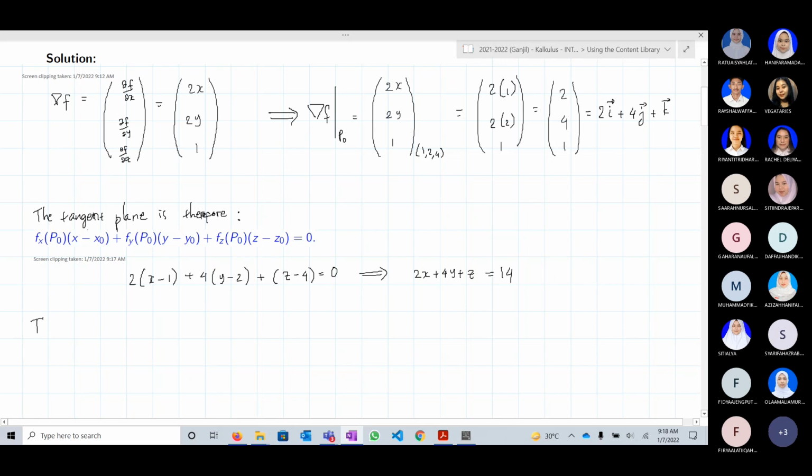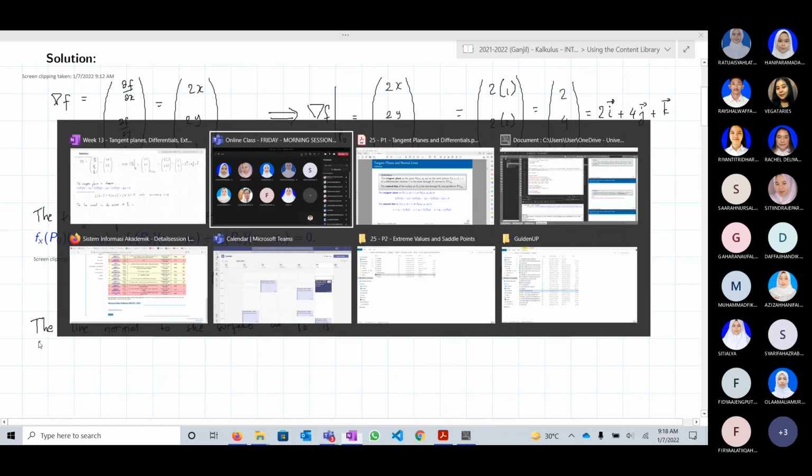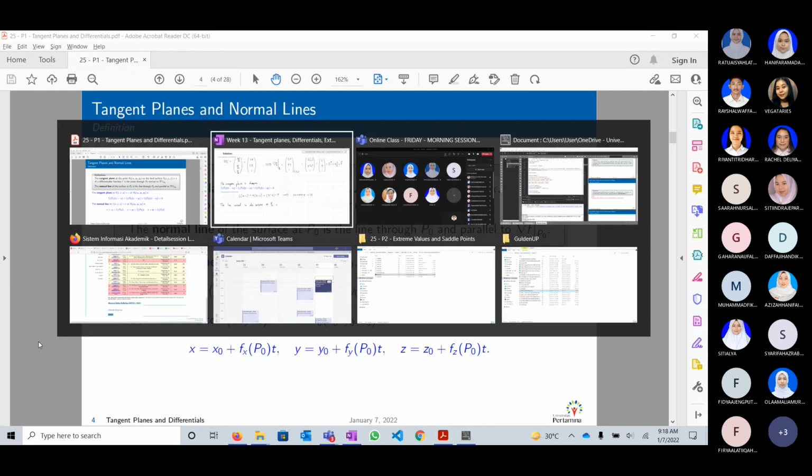And the line normal to the surface at P0 is, we follow again the equation that we have.